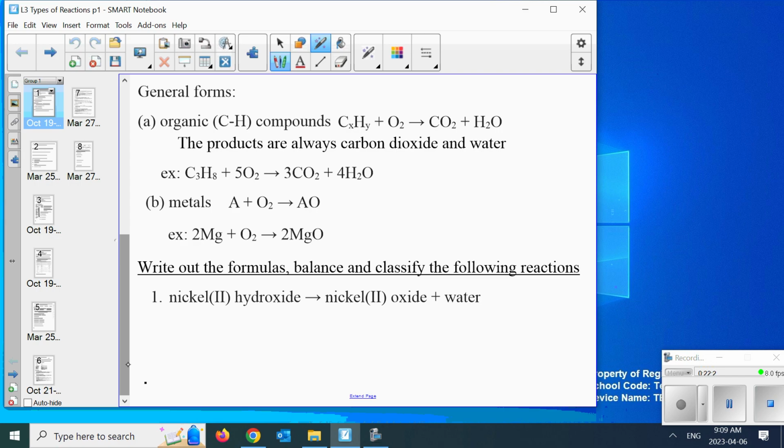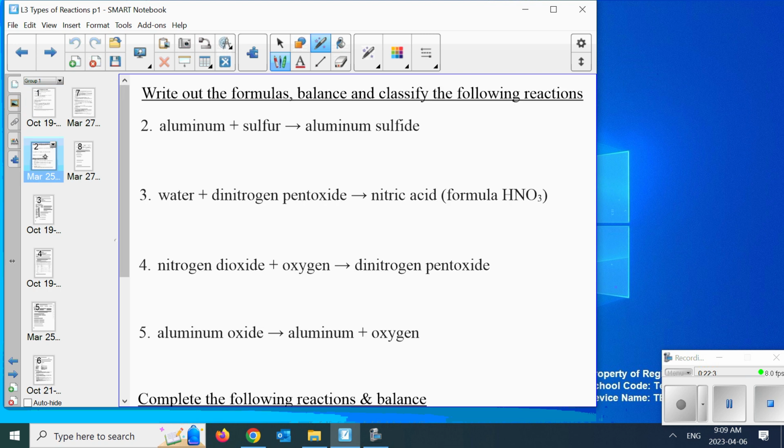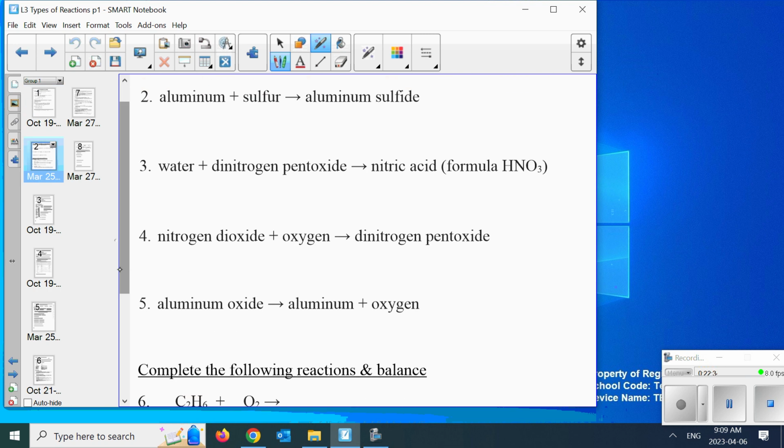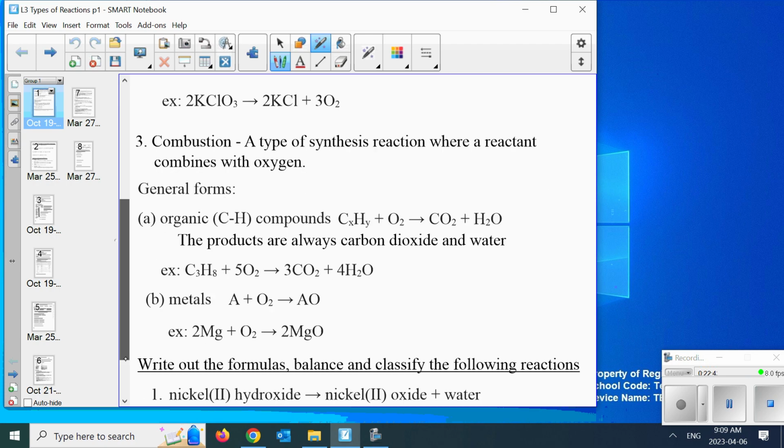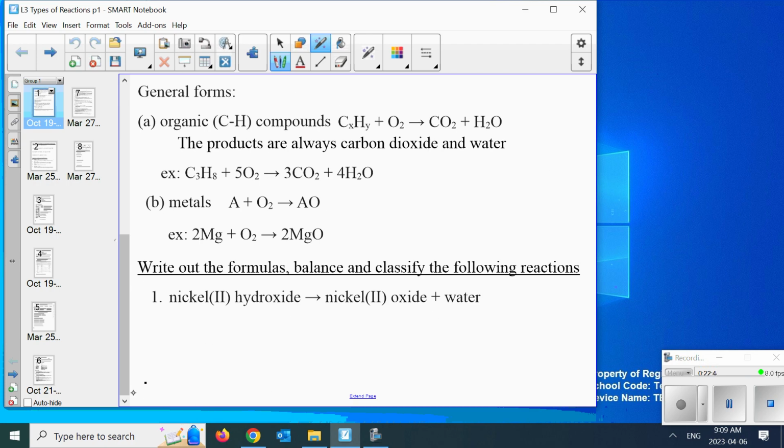So, as we see here, write the formulas, balance, and classify the following reactions. We're going to do this one, obviously, and these 5, and the 4 on the other side of the page. So we're going to pause. You guys are going to do those. I'll give you some help.